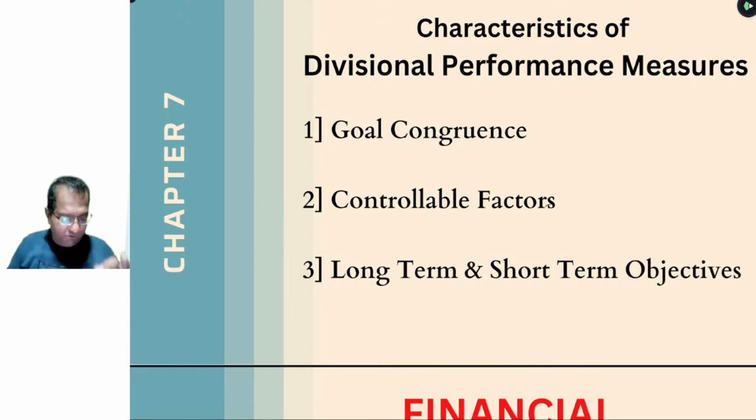So the first characteristic is that whenever you are deriving any performance metrics or performance model, that model should promote goal congruence. That is, there should be some incentive for the department to take decisions not only in their favor, but also in the favor of the organization. Okay beta, so now write down goal congruence.